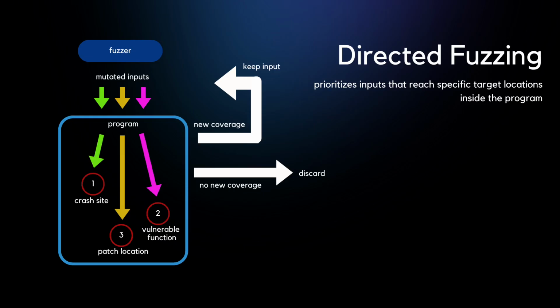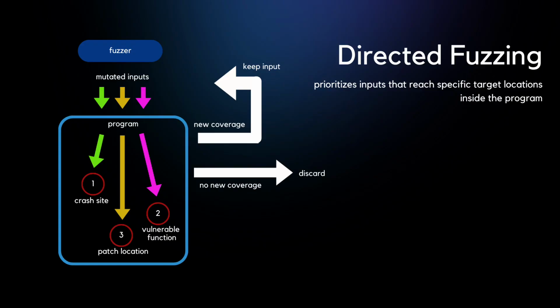For example, if a security report indicates that a crash occurs in a particular function, directed fuzzing attempts to generate inputs that reach that function. It does this by prioritizing inputs that appear to move execution closer to the target location. Directed fuzzing tools like AFLGo compute distances in the program's control flow graph and use those distances to guide input generation. This approach can significantly speed up crash reproduction.